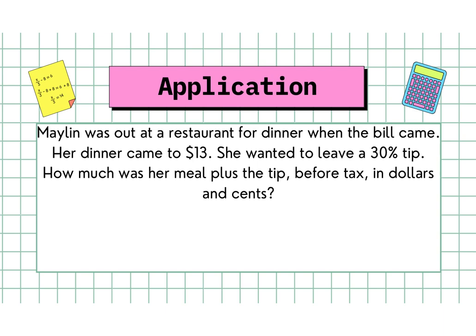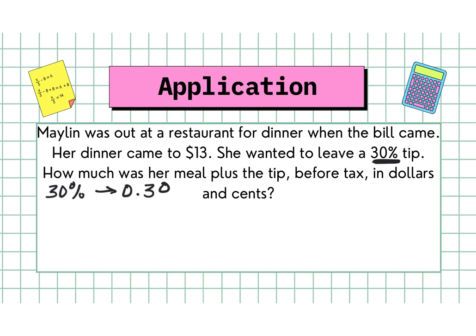So just like we've been doing, we're going to start with the tip, which is 30%. I'm going to change that into a decimal, so 30%. Change that to a decimal, 0.30. Remember, we can just divide the percent by 100 if you're not sure what the decimal will be. I'm going to add it because this will be added to the bill.